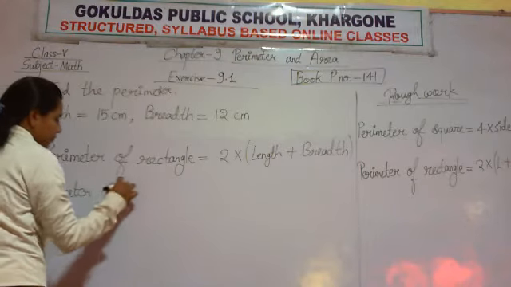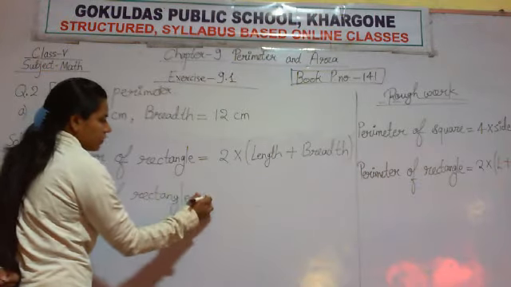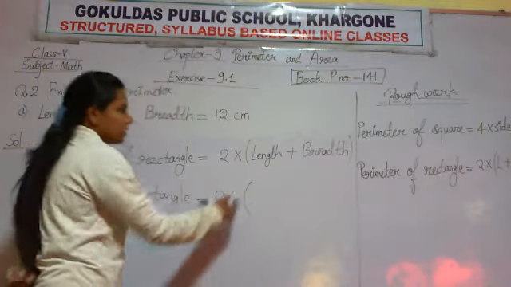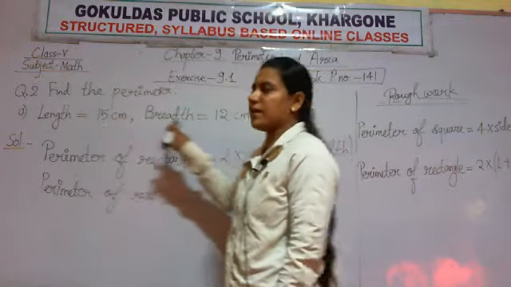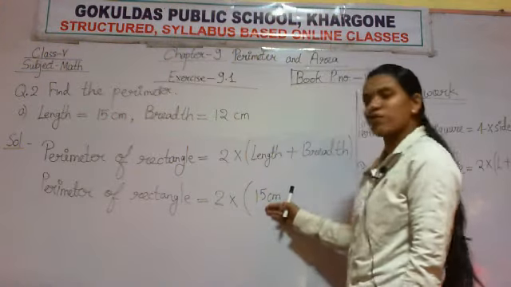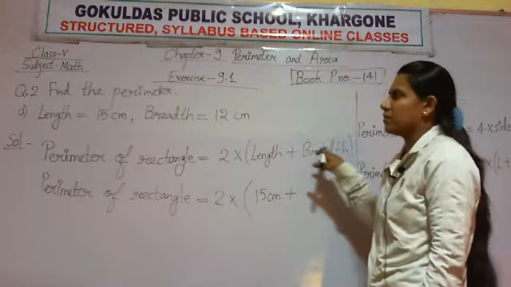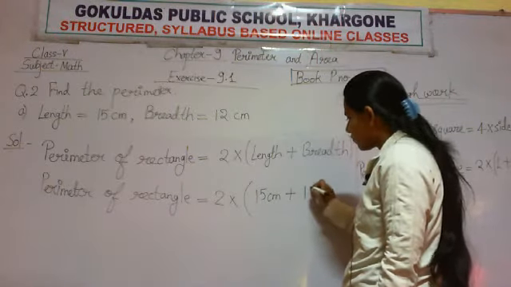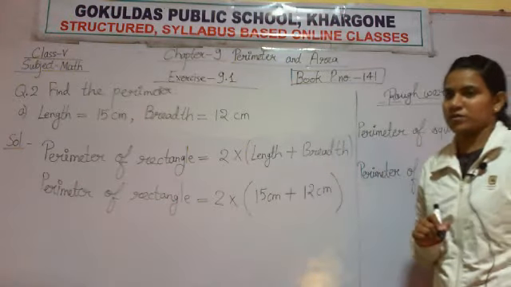Perimeter of rectangle, copy, is equal to as it is, copy down 2 as it is, multiply as it is, now open bracket. Now length, we have the value of length is equal to 15 centimeter. So write 15 centimeter at the place of length. Then plus symbol is there, so write the plus. Then breadth, how much breadth is given? 12 centimeter, so write 12 at the place of breadth, then bracket close.